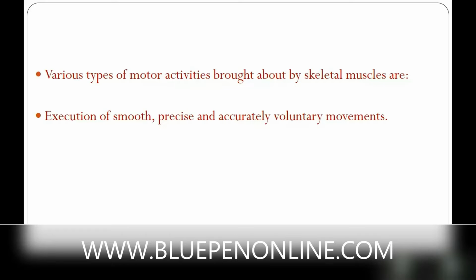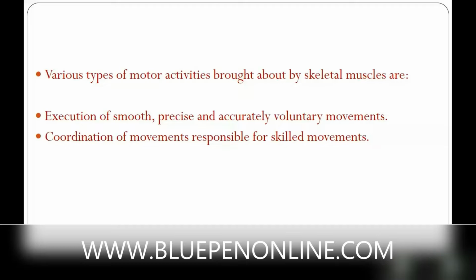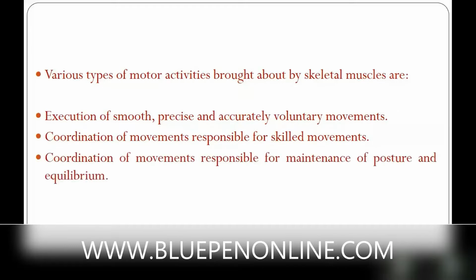So skeletal muscles are mainly concerned with voluntary movements. The motor activities brought about by skeletal muscles are execution of smooth, precise, and accurately voluntary movements. Then coordination of movements responsible for skilled movements. Skilled movements mean, for example, car driving, which are trained movements, to be more specific. Then coordination of movements responsible for maintenance of posture and equilibrium.